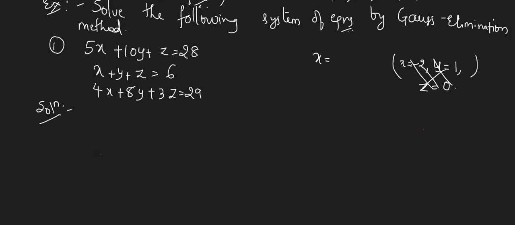X is what you said? Ma'am, 1. Y is 2, and Z is 3. Yes, it is. You can obviously verify here: 1 plus 2 plus 3 is 6. If you take the values wrongly in the calculator, this will mislead you.